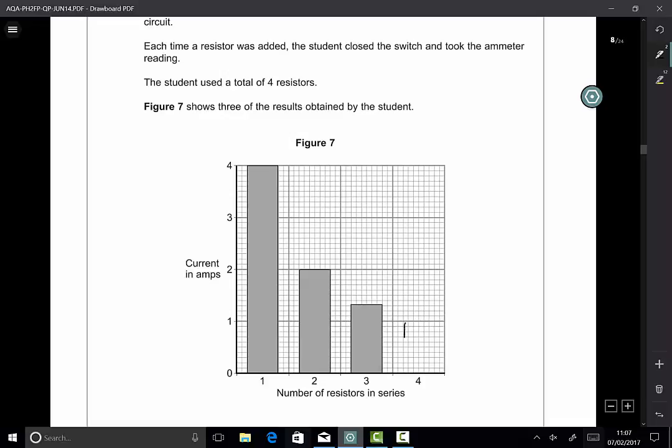So we want a quarter of the overall resistance. So try and keep our bars the same size as the original. You don't need to shade it, that will be enough. Try and get it along the line as well and use a ruler.